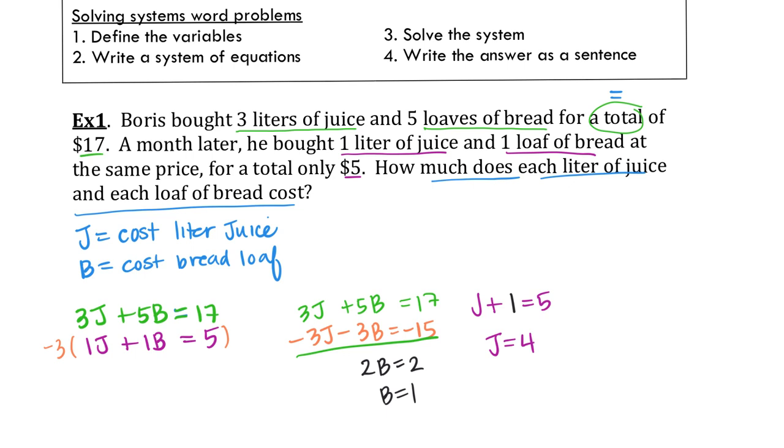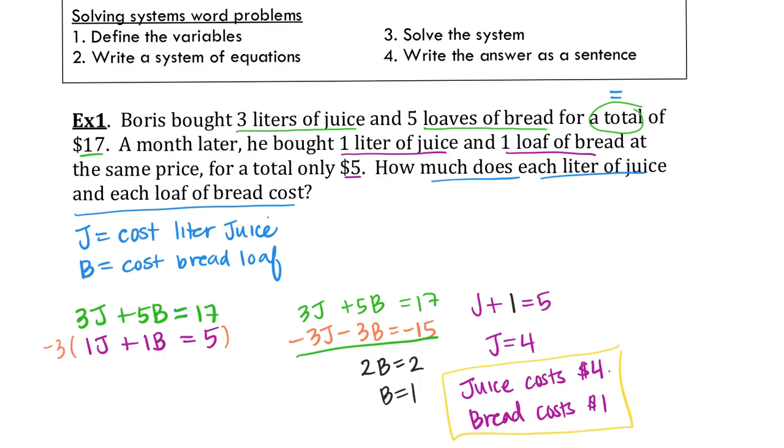Okay, the question says, how much does each liter of juice and each loaf of bread cost? Okay, so let's start with juice. Juice costs, what? $4. Bread costs $1. Okay, and then that's my conclusion.